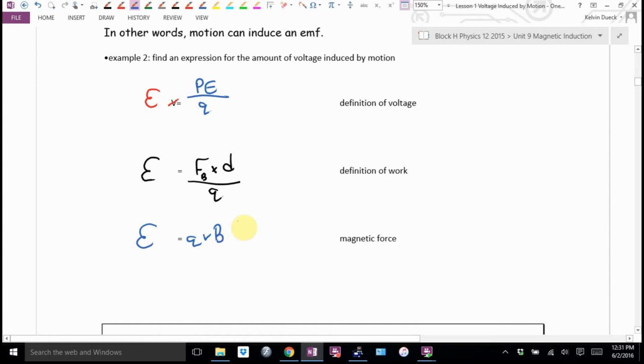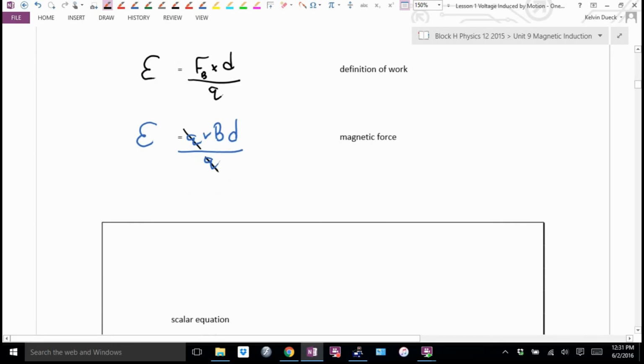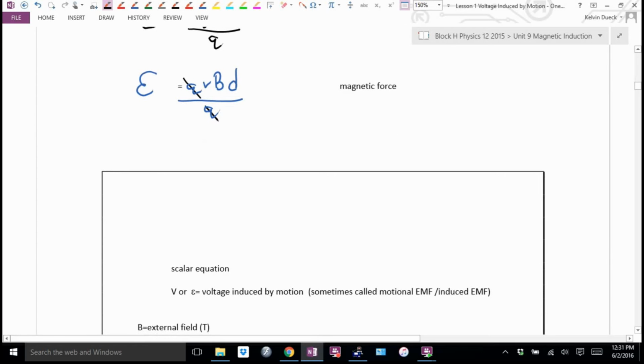There's the force times the distance, and then over Q, that came from our definition of voltage. Trav, what do you notice in this equation? Anything cancel? Okay. Here is the equation, guys, if you want to figure out how much voltage you're inducing by moving a wire through a magnetic field.